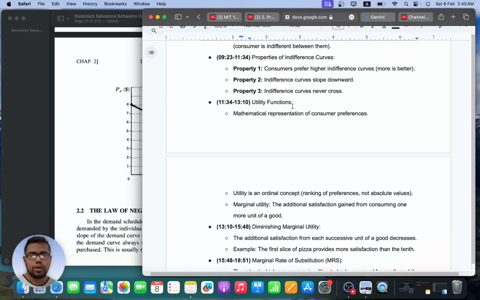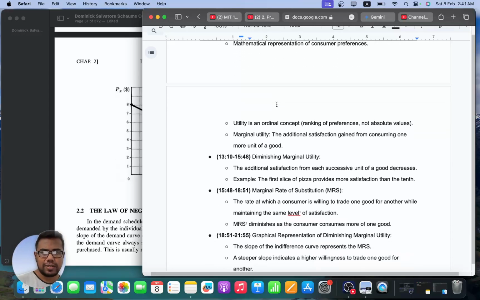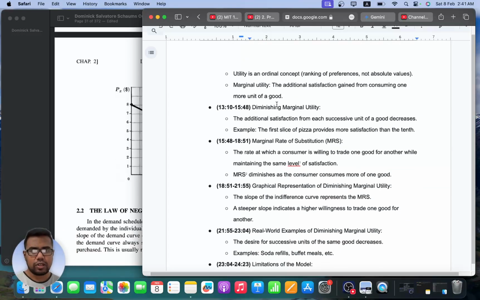All right. So this is how we model our preference. We model our preference through indifference curves, which would be a variation or version of supply or demand curve basically. Then we have utility function, mathematical representation of consumer preference. Utility is an ordinal concept, ranking of preference, not absolute values.